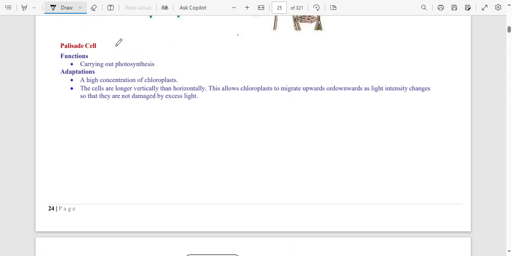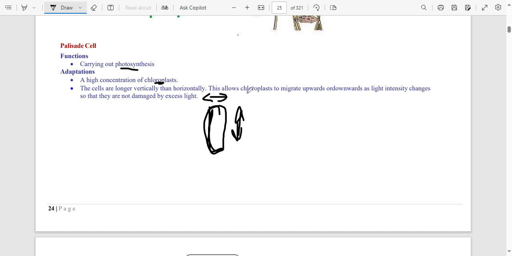Another cell is a palisade cell, a very important cell. A palisade cell is a cell that carries out photosynthesis. And actually, every time you see a cell which is straight up like this, longer going upwards, that's a palisade cell. And it has got a lot of chloroplasts because photosynthesis happens in the chloroplast. The cells are also longer vertically. They are longer in this way. I can remember answering this question in my exam. They are longer vertically than horizontally.